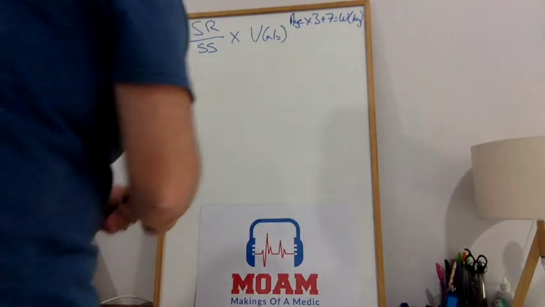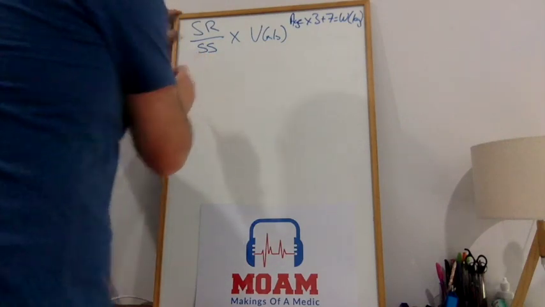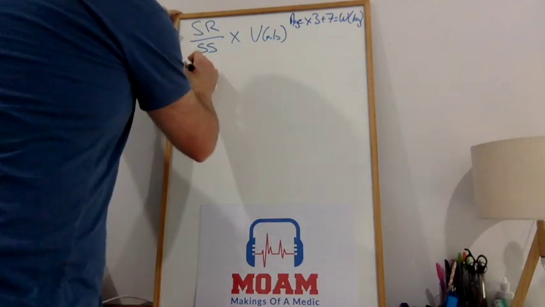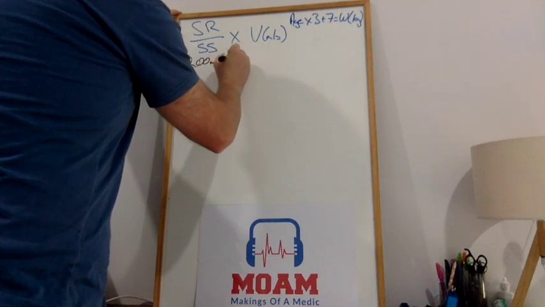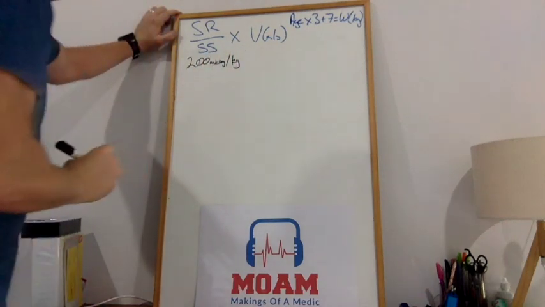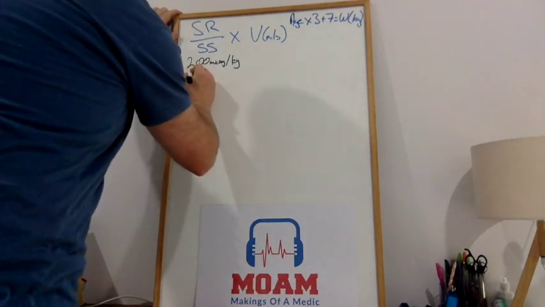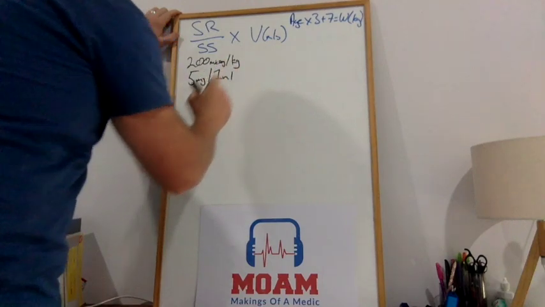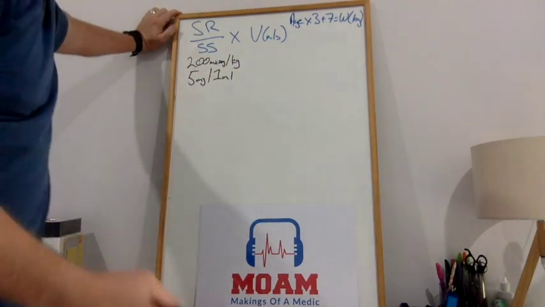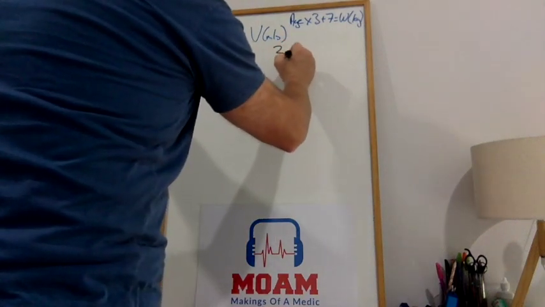Well, let's look at midazolam. Our pediatric midazolam dose for an intramuscular injection is 200 micrograms per kilo. Now our midazolam vial's presentation is 5 milligrams in 1 mil. Let's do this calculation, and let's make it nice and easy. Let's do a 3-year-old.